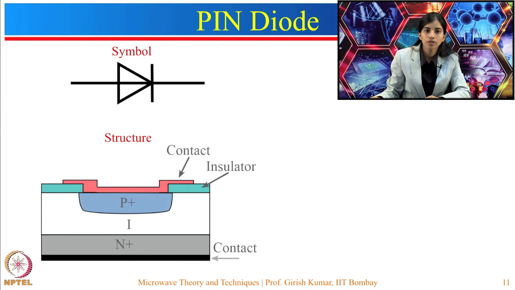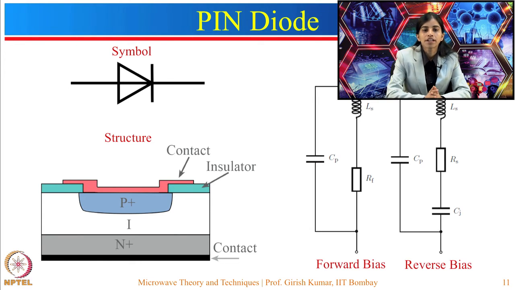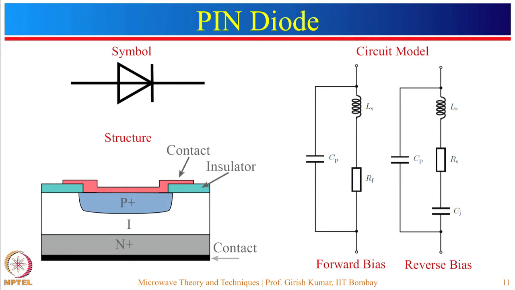Now, the symbol of the PIN diode is represented here. This denotes the diode and this represents the cathode. If I want to make a circuit model of this, it can be divided into two cases, the forward bias and the reverse bias. In the forward bias it acts like a variable resistor, and in the reverse bias it acts like a capacitor whose value will be much less as compared to the PN junction diode, and then a series resistor is added to account for the losses in the depletion region, and these LS and CP account for the losses due to the packaging.